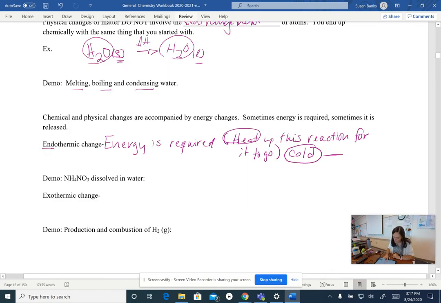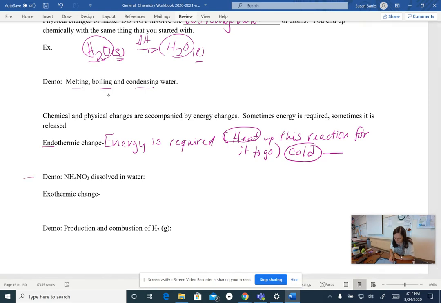When we get to class, I'm going to try and do ammonium nitrate dissolved in water. If you've ever had one of those first aid cold packs where you have to break the reservoir and shake it up, you know what I'm talking about. This is what they use for the cold packs. It gets cold really quickly.